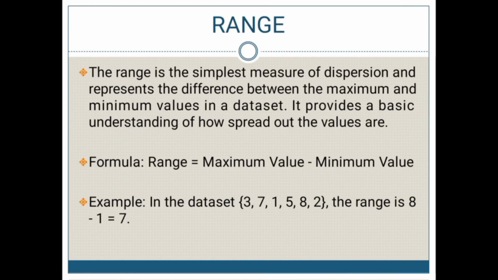Range. The range is the simplest measure of dispersion and represents the difference between the maximum and minimum values in a dataset. It provides a basic understanding of how spread out the values are. And the formula of range is: range equals maximum value minus minimum value. And the range examples are given here.